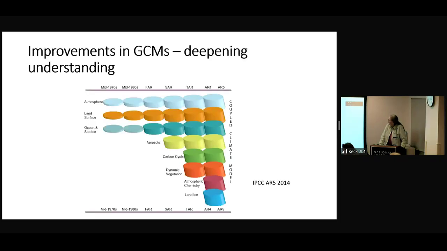Pray continue. All right, so here's a sample of a diagram that many of you have probably seen. Improvements in GCMs, deepening understanding, going back to the climate models from the mid-1970s, and this goes through AR5, and there's this continuous increase in the complexity of the models. They are constantly incorporating important processes. Let's say, for example, the carbon cycle is a very big one. Atmospheric chemistry, land ice going into AR4, AR5. And certainly that is generating more understanding of the system. But is it generating better usable data? I think sometimes that remains to be seen.